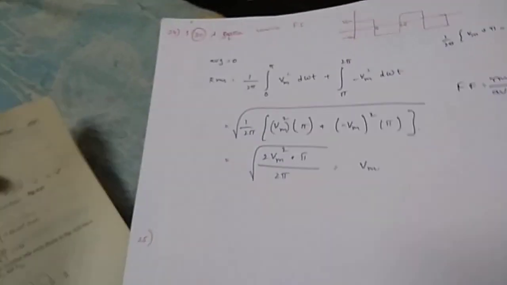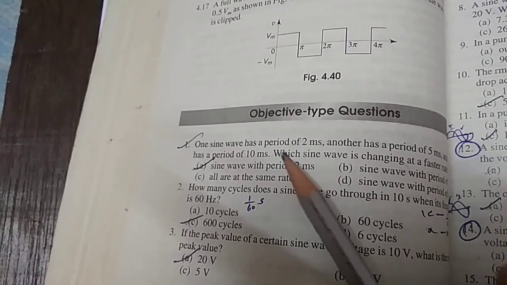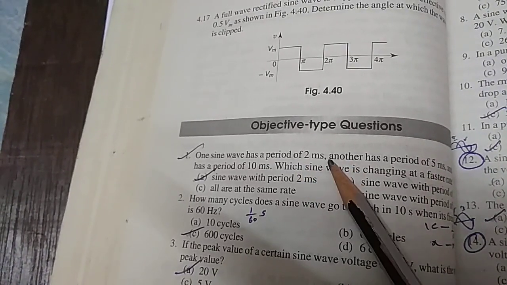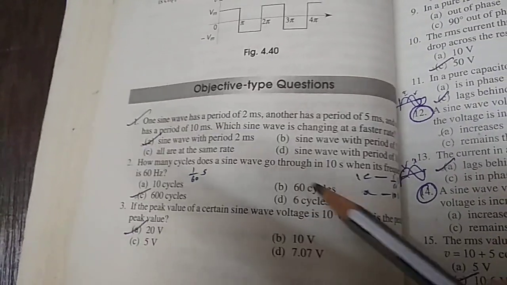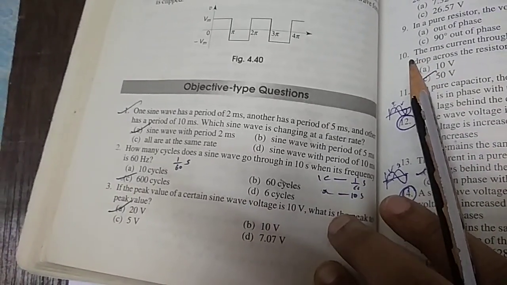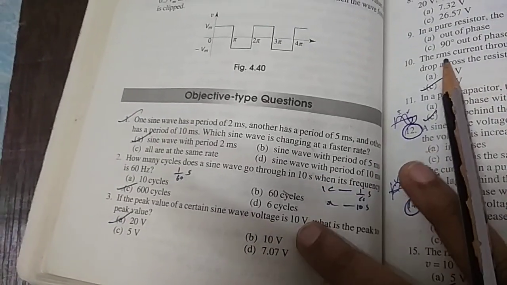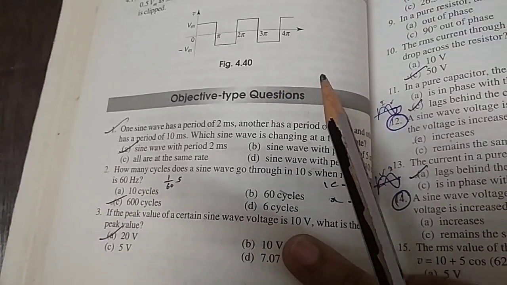And for the objective questions also, they are very easy. Here they are asking which is the faster one, so the one having the less time period, we call that the fastest one. And for cycles, by calculating the number of cycles for 10 seconds, how many cycles will pass, we can calculate that. And I know this peak value and they want this peak to peak value, so double of it.